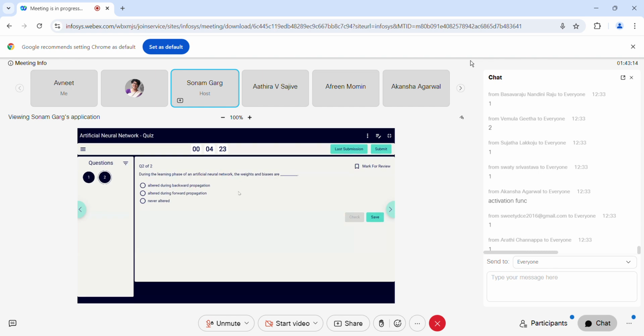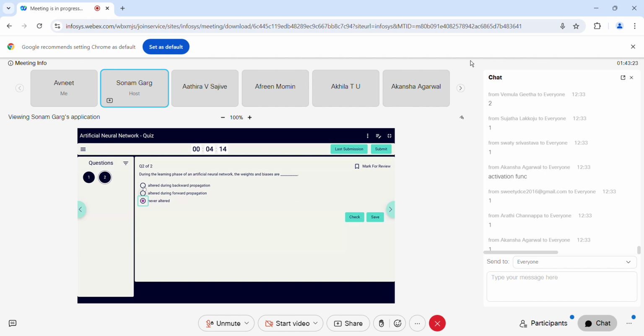During the learning phase of ANN, the weights and biases are never altered. This is wrong. Altered during forward propagation? No. Altered during backward propagation? This is correct. When you back propagate the errors, then only they will learn and they will be readjusted.